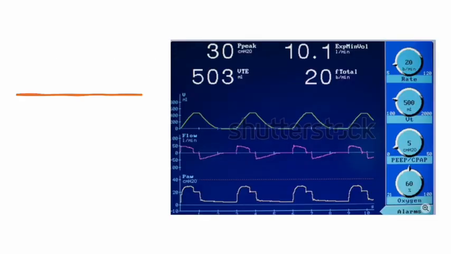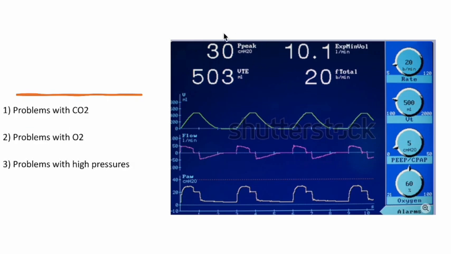So once the patient is intubated, there are really 3 pages you'll get. Problems with CO2, problems with oxygen, and problems with high peak pressures. So let's walk through and troubleshoot each of these 3 issues.